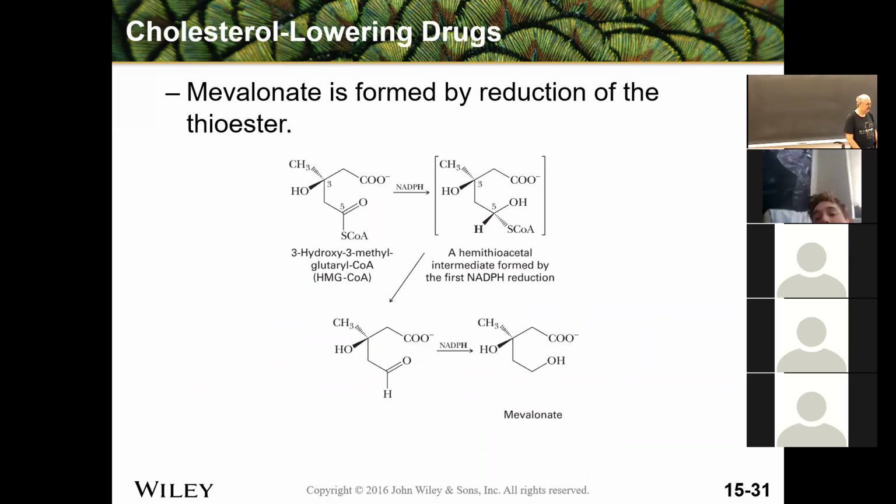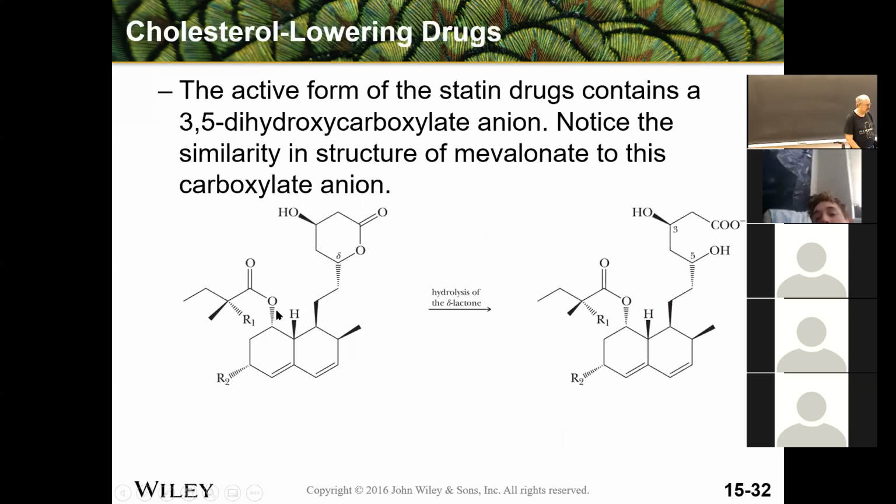So mevalonate is formed by the reduction of the thioester. This is an ester, except we have a sulfur instead of an oxygen here. All right, the active form of statin drugs contains a 3,5-dihydroxycarboxylate anion. Notice the similarity in structure of mevalonate to this carboxylate anion.